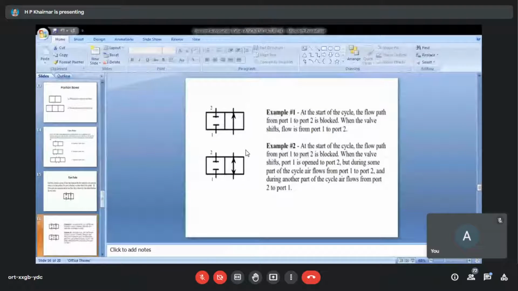What does this mean? First part is okay, that is at the start it is blocked. But what does it mean during some part of the cycle? 1 to 2 and 2 to 1 are simultaneously open. So it only means that when you are completing a cycle, at that time air is not completely exhausted, it is not supplied, so completion is not there. Some mixing is there, sometimes the in stroke and out stroke overlap with each other. So it happens, and that is how it is indicated over there.